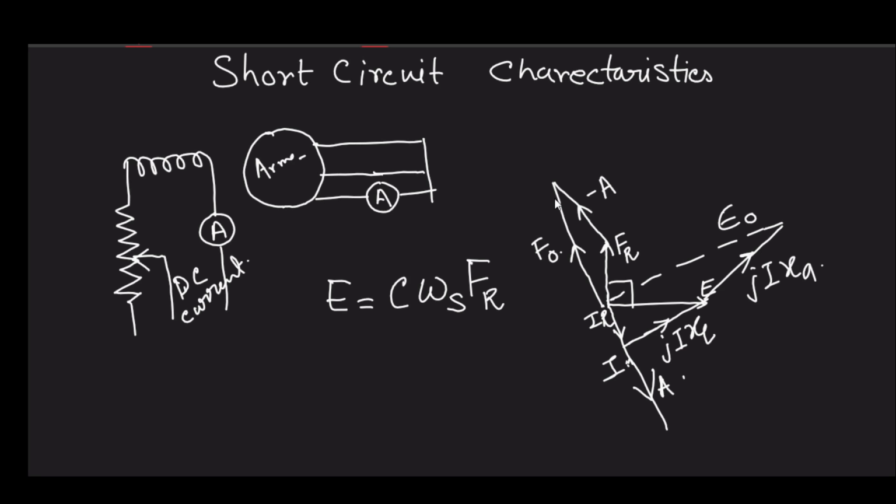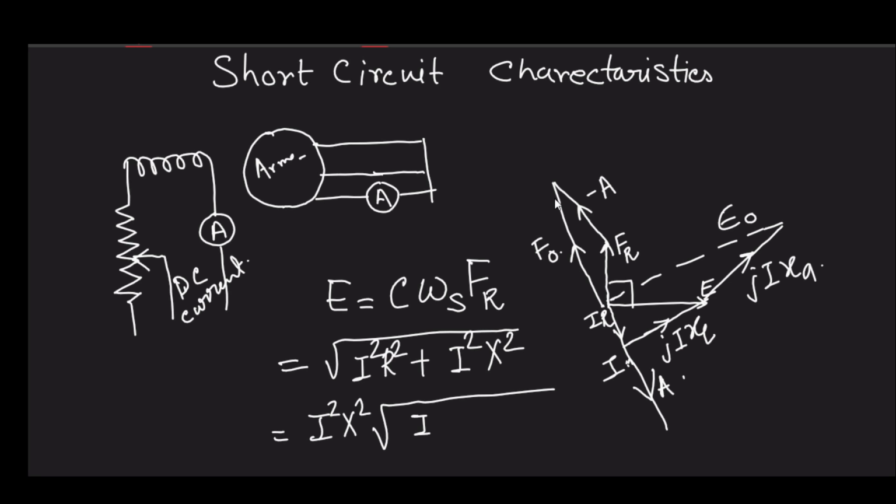Now, you can further write it like I square R square plus I square X square, this is the magnitude wise representation. Now see, IR is very, very small in comparison with IX. Let me do another simplification that would help you to understand it clearly. Here you can see that it basically reduces to R square by X square.